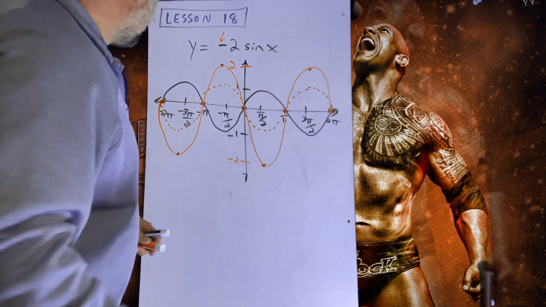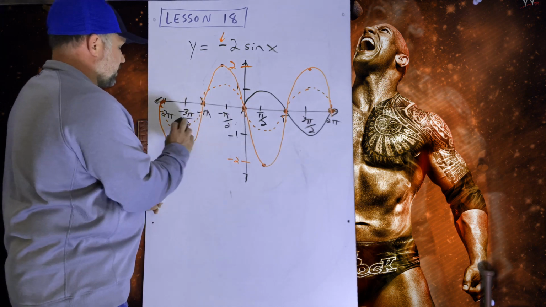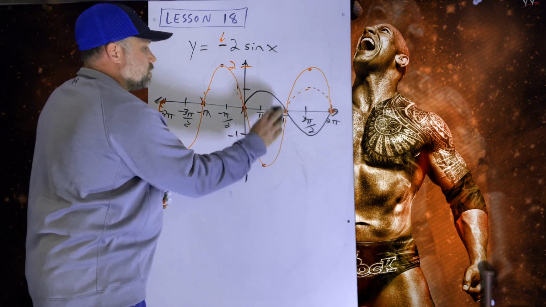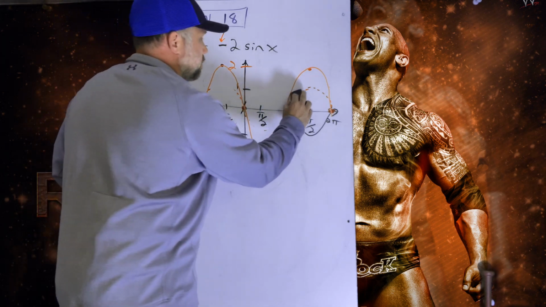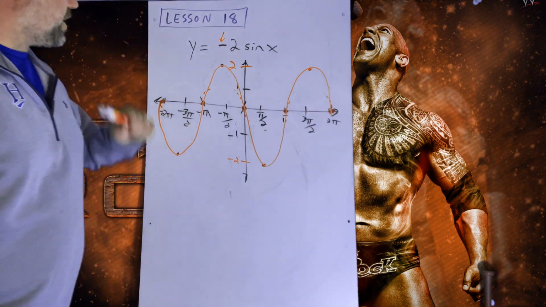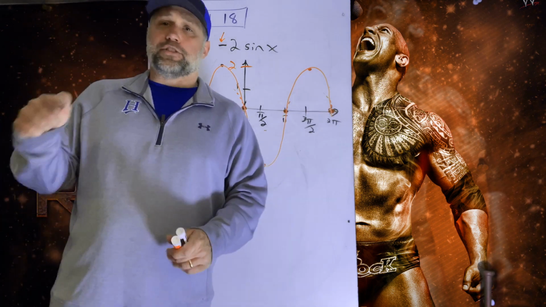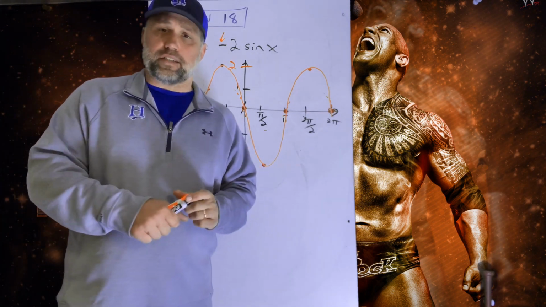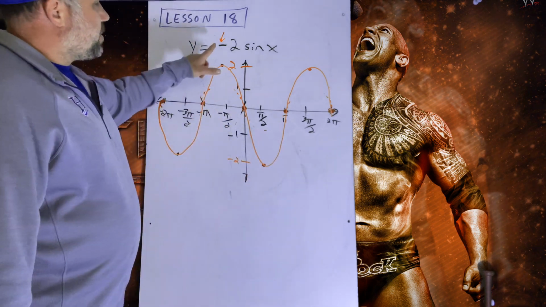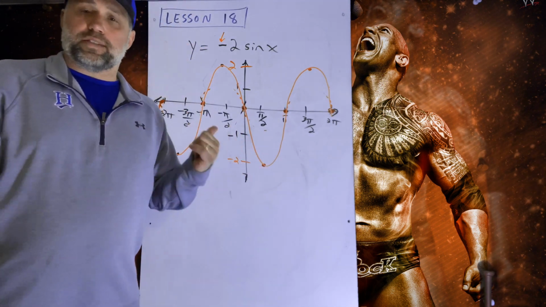So what I can do now is get rid of the original black graph. I can get rid of my dotted line. And that right there is the graph of -2 sine x. And you can confirm that on your calculator. I showed you the settings in lesson 17 you can set your calculator to, put it in radians, adjust the window, and you can type in -2 sine x into y equals to confirm that that's what this graph looks like.